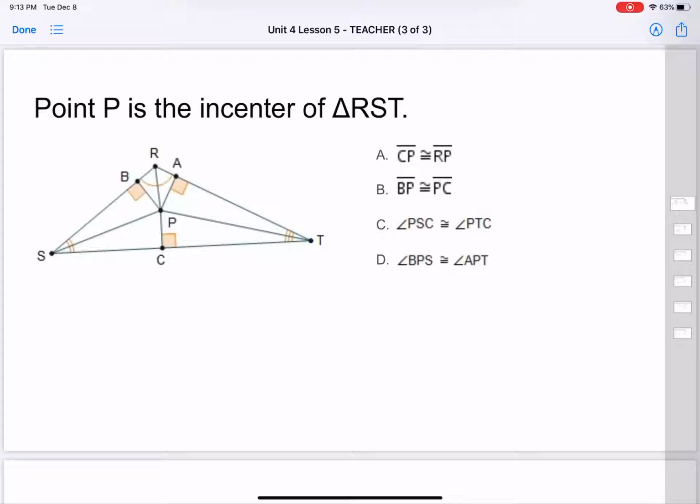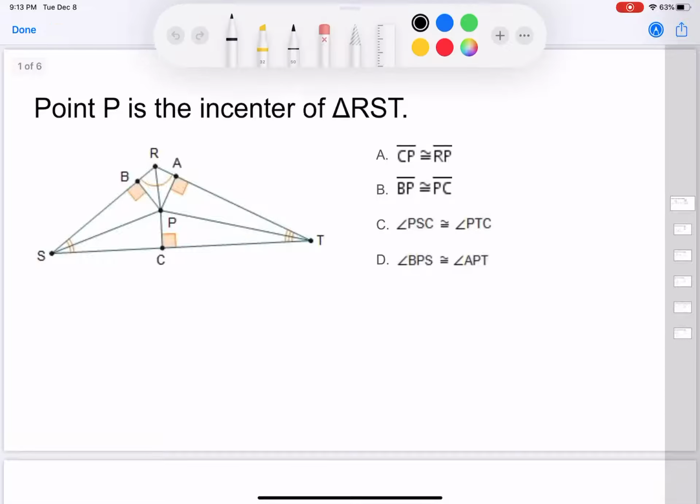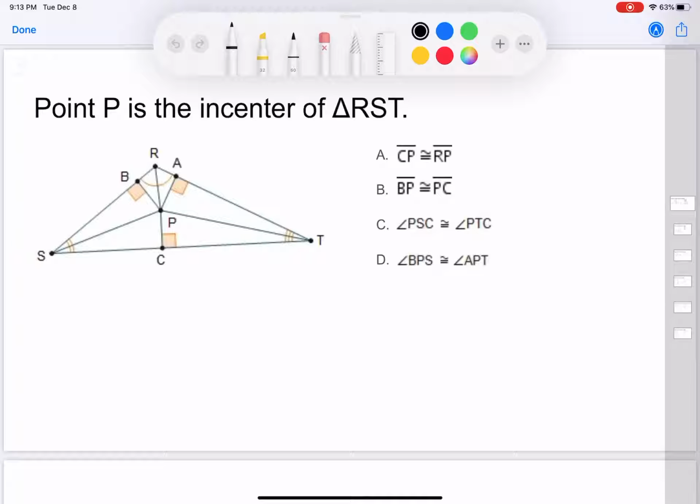Today I'm going to go over different Unit 4, Lesson 5 independent practice problems. Let's go ahead and jump in.